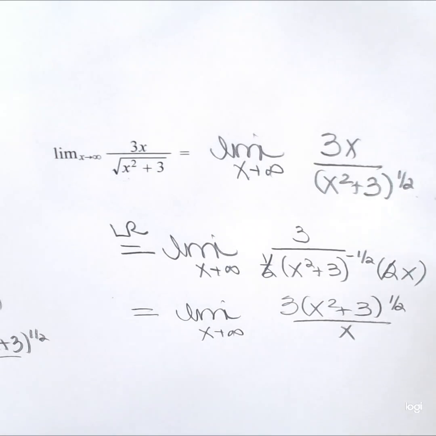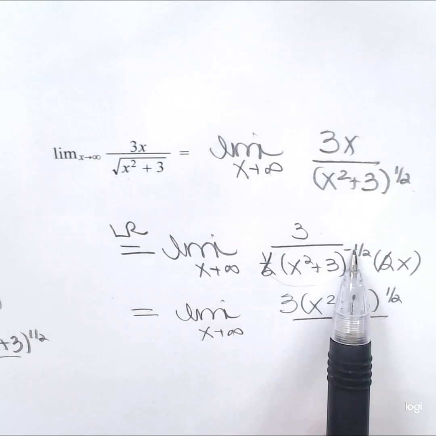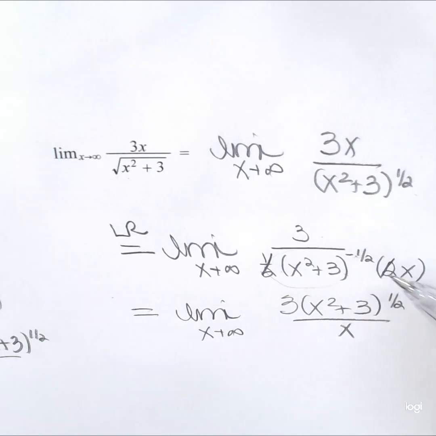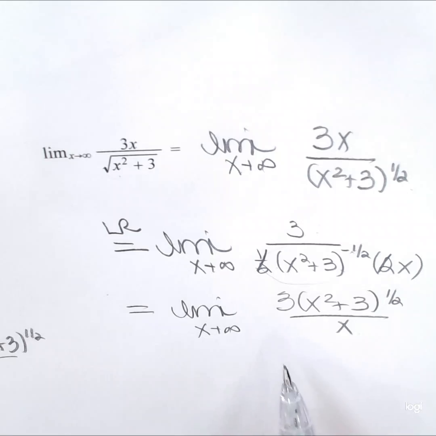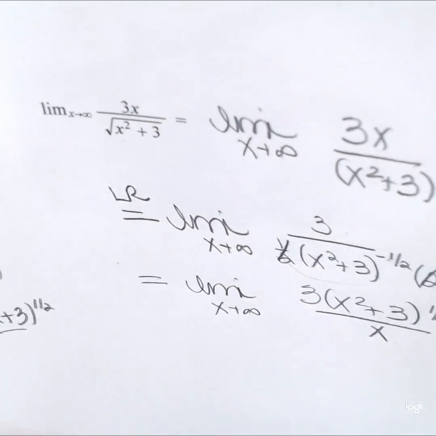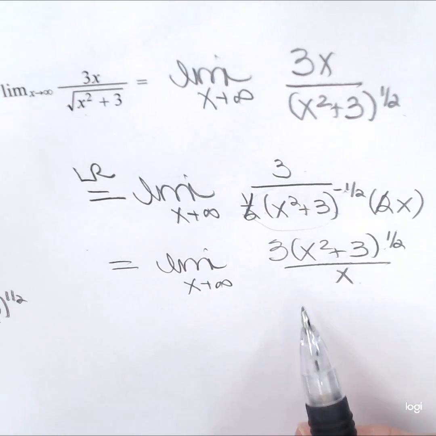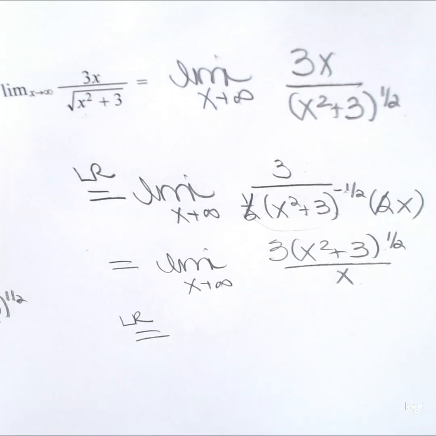And you can see why this happens. The 3 stays where it is. This x squared plus 3 to the negative 1/2 is going to come up top as a 1/2, and the 1/2 and the 2 cancel, but I still was stuck with an x at the bottom. Now, let's go ahead and try a direct substitution. And of course, once again, I am going to get infinity on the top and infinity on the bottom. So I will once again apply L'Hopital's rule.